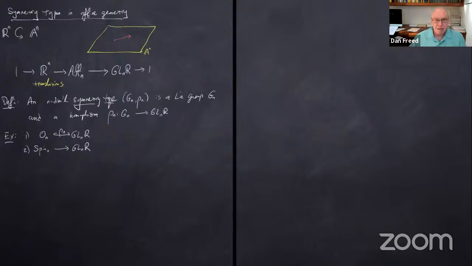And there are many others. We could have complex geometry, symplectic geometry, the symplectic group. We could have the geometry of having a subspace, so distribution, foliation, and so on and so forth. So there are many, many symmetry types.